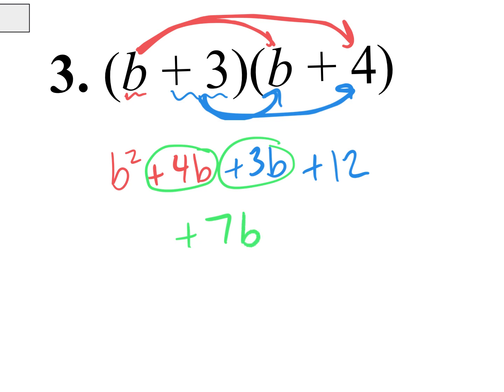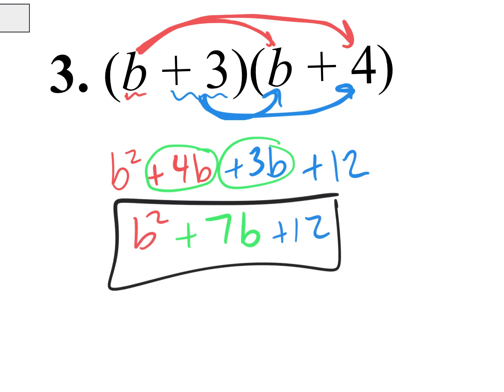One thing to review and really understand is that when you're multiplying b times b, exponents change. But when you're adding b's and b's, exponents don't change. Keep that in mind. When you're multiplying b times b, you will get b squared. But when you're adding 4b's plus 3b's, exponents don't change. It's just 7b. What do you do with the b squared? Bring it down. What do you do with the plus 12? Bring it down. There's your final answer.